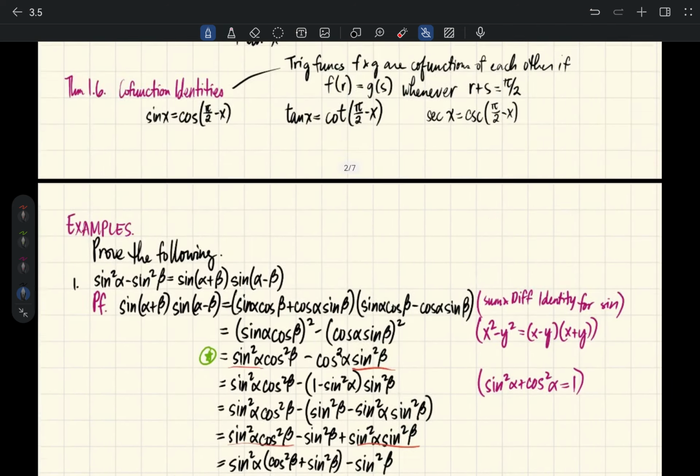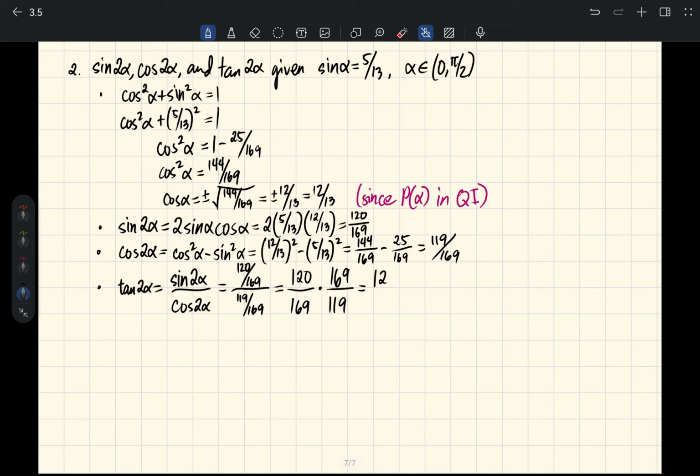Then finally, your tangent of 2 alpha, we can make use of this identity right here, or we can just use the ratio identity. So take note, tangent of 2 alpha is just sine of 2 alpha over cosine of 2 alpha. So we have 120 over 169 divided by 119 over 169, which is just the same as 120 over 169 times the reciprocal of the one in the denominator, 169 over 119, finally giving us 120 over 119.